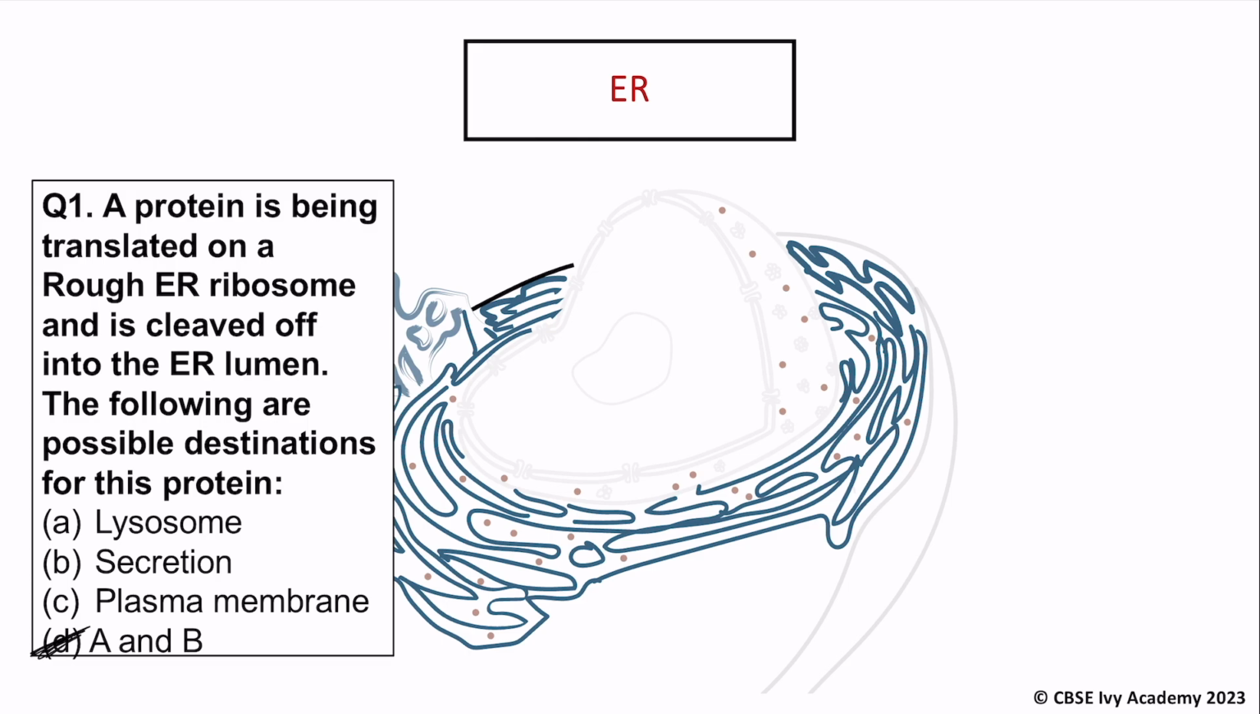If a protein's cleaved off into the ER lumen, then it'll be either secreted, or it'll maybe end up in the lumen of a lysosome. But it won't be membrane bound. It won't be embedded in a membrane. For that to be the case, it would have to remain embedded in the ER membrane. It can't be cleaved off into the ER lumen. So not the plasma membrane.